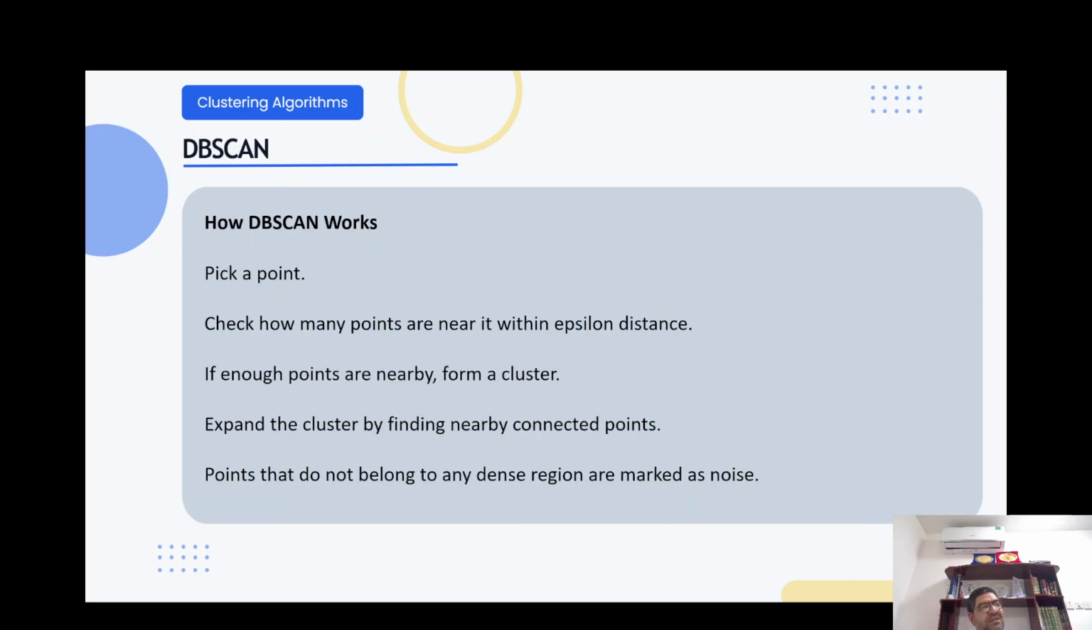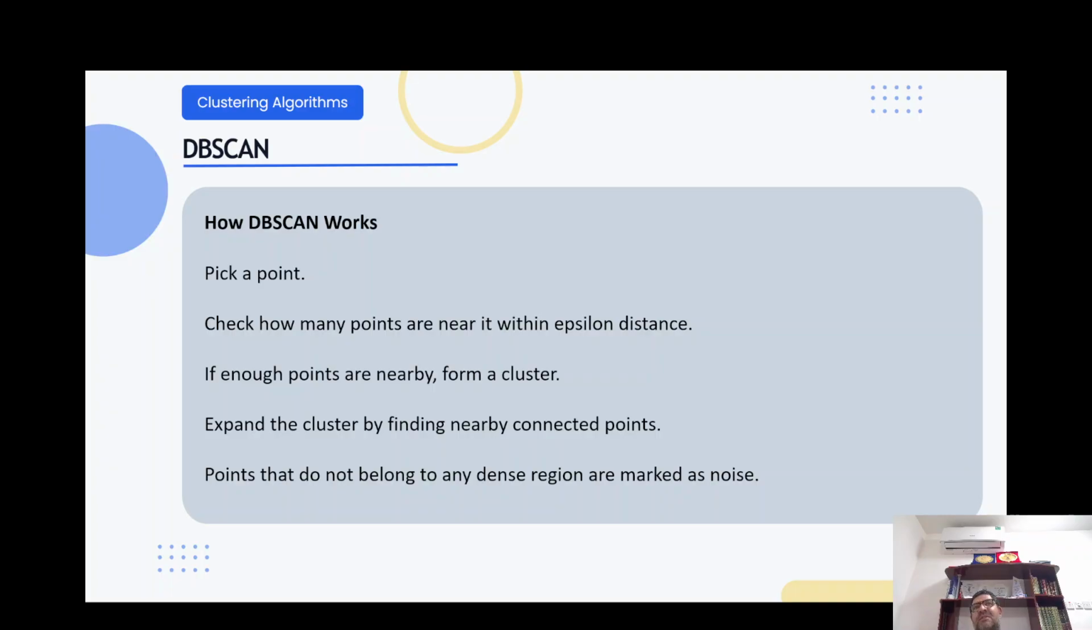How does DBSCAN work? Pick a point, check how many points are near it within the epsilon distance. This epsilon distance is given to the DBSCAN algorithm, so in the program also we'll be feeding the value of epsilon and checking how many points are there within this range. If enough points are nearby to form a cluster, expand the cluster by finding nearby connected points. Points that do not belong to any dense region are marked as noise.